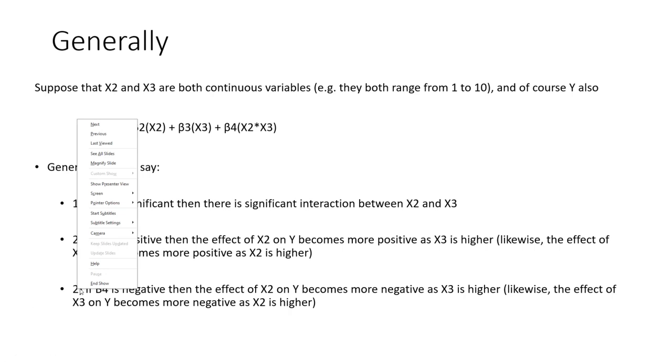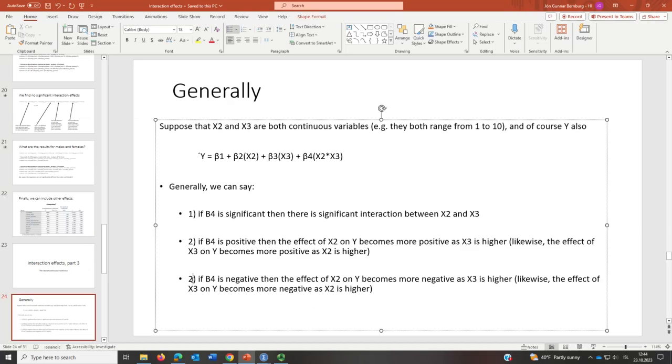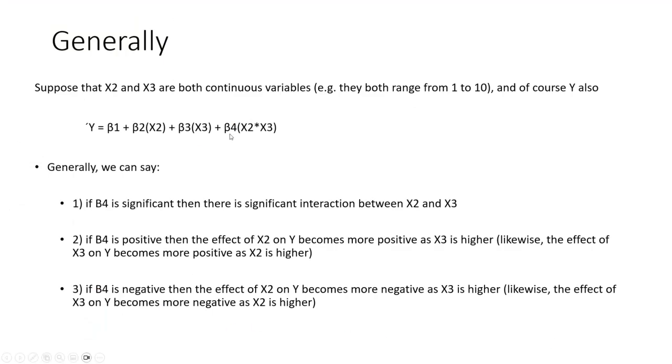Third, if the interaction coefficient is negative, then that means that the effect of x2 on y becomes more negative as x3 is higher. Likewise, if beta 4 is a negative number, that would also mean that the effect of x3 on y becomes more negative as the values of x2 are higher.